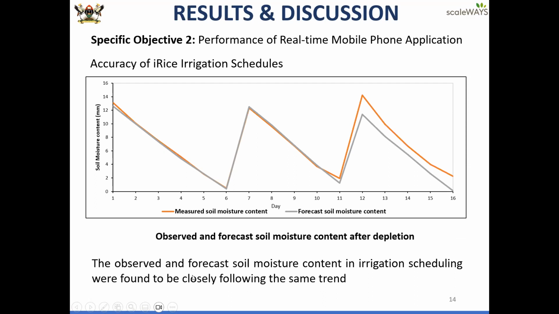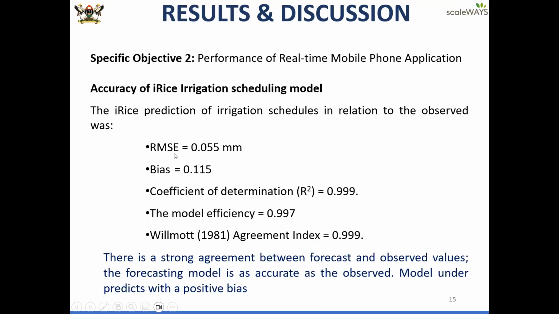So as a result of the comparison between the forecast and the soil moisture measurements in the field, the observed and forecast soil moisture content in the irrigation scheduling were found to be closely following the same trend. And this was evaluated in the model evaluation. The root mean square error was 0.055, which was small. The bias was 0.115, and the coefficient of determination was 0.99, close to 1. The model efficiency was also performing close to 1. The agreement index was 0.99. So here it showed that there is a strong agreement between the forecast and observed values, and the model was accurate, almost identical to the observed.